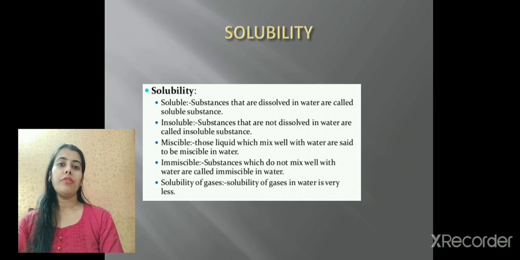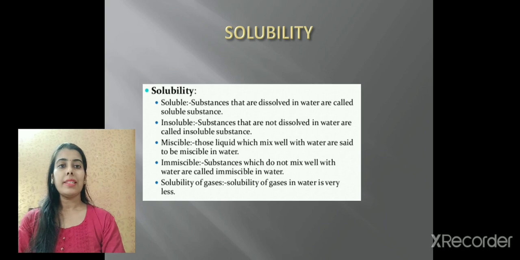Next property on which we can categorize things is solubility. Substances that can be dissolved in water are called soluble substances, like dissolving of salt in water, sugar in water. Insoluble substances are those which cannot be dissolved in water. Like if I want to dissolve chalk powder in water, sand in water, or oil in water, they cannot be dissolved.